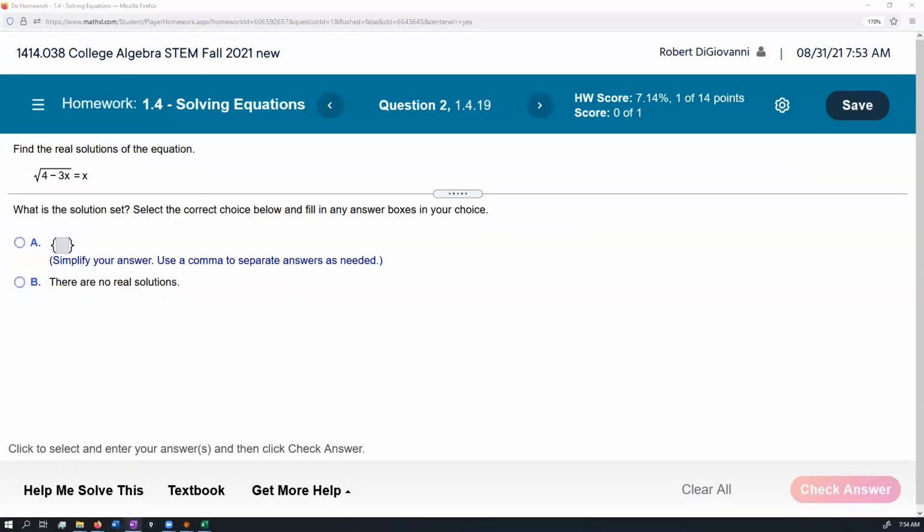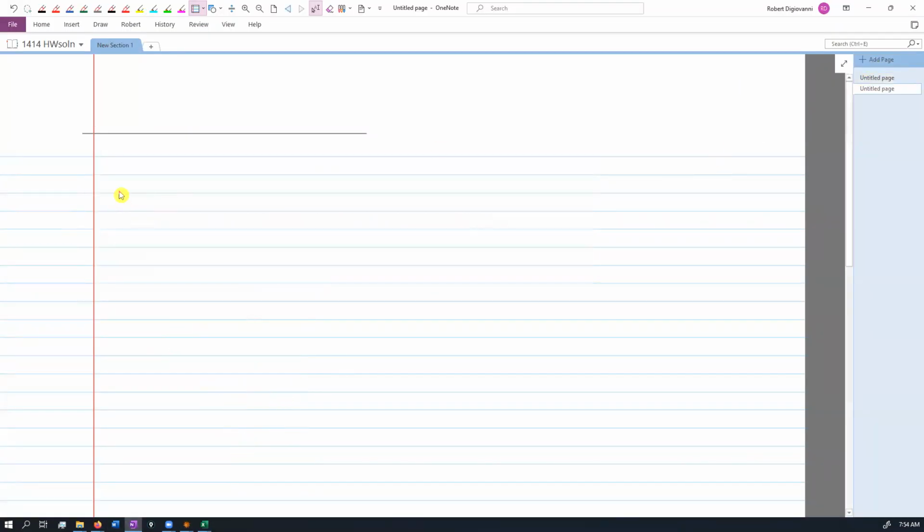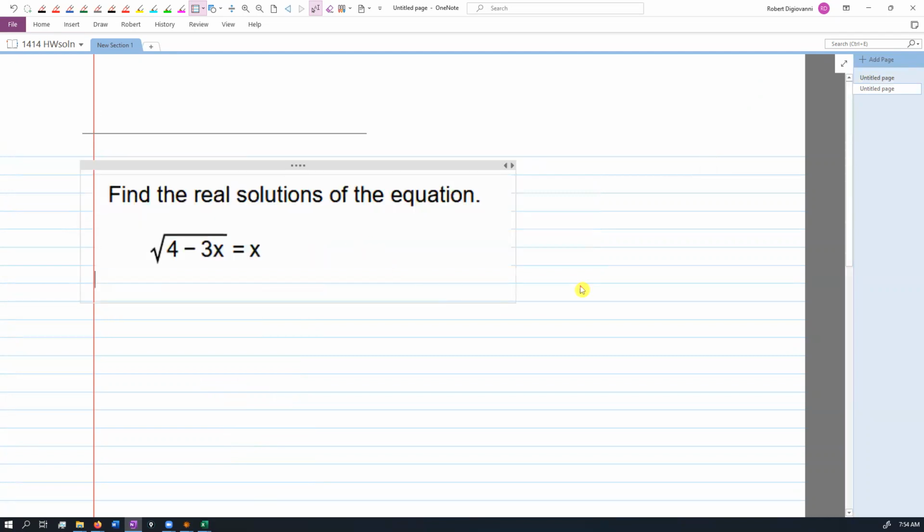So for this one, another radical equation. And the root is already isolated, right? It's by itself on both sides. So that means I can go ahead and go to the next step, which would be to square both sides. And now I need to remember that I'm going to have to check my answers because I'm raising both sides to an even power.